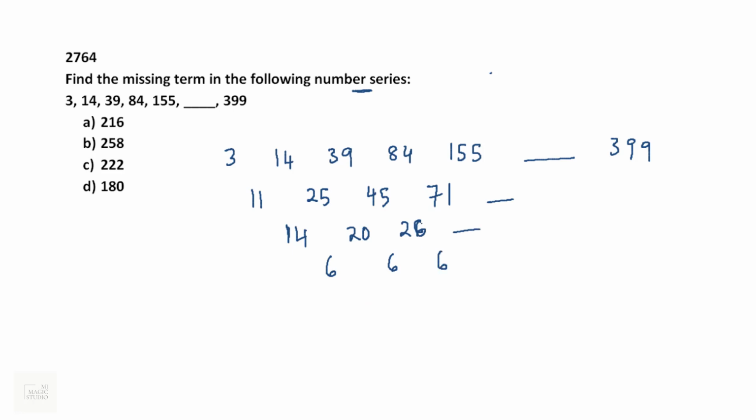So if I put 6 here, 26 plus 6 will become 32. 32 plus 71 will become 103. 103 plus 155 will become 258. Let's see whether 399 also we are getting or not. 6 plus 32 is 38. 38 plus 103 is 141. And 258 plus 141 is 399. So with the help of difference table, we can always crack these kind of question in no time. Answer is 258, option B.